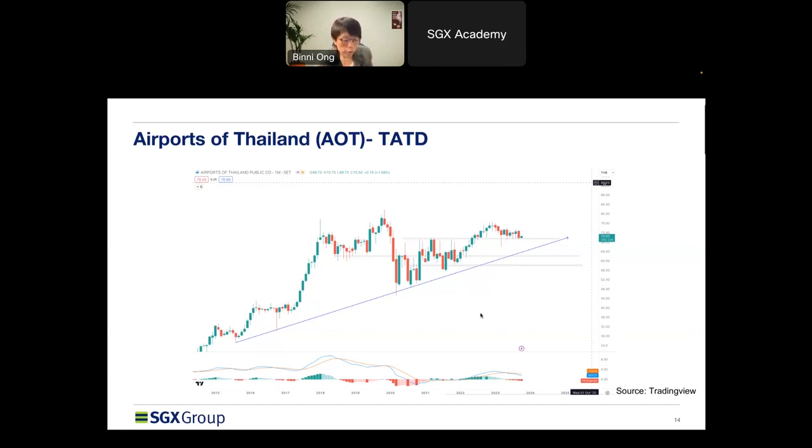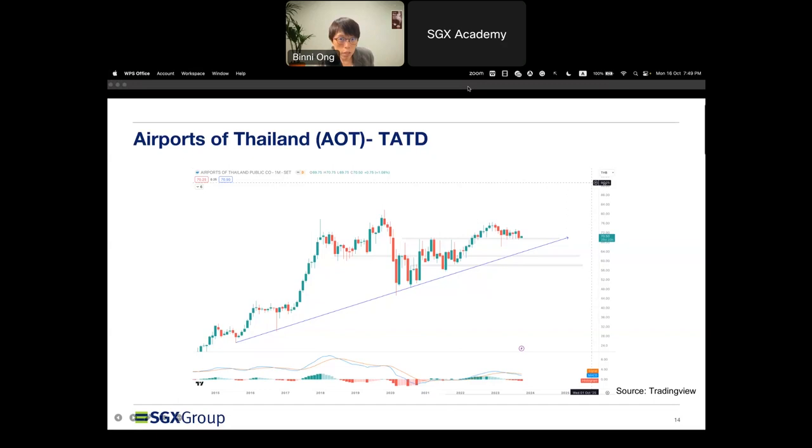Now, a few things to take note of. Number one is that for AOT, the trend is very nicely up. What do I mean by the trend? When we take a look at the trend, we look into each of the lows. So these are the lows, and then each of the highs. So these are the highs. So these are higher lows. That means that each time the price moves down, it forms a higher low. So in this case, I'm able to conclude from the chart that the price trend of AOT is still very much up.